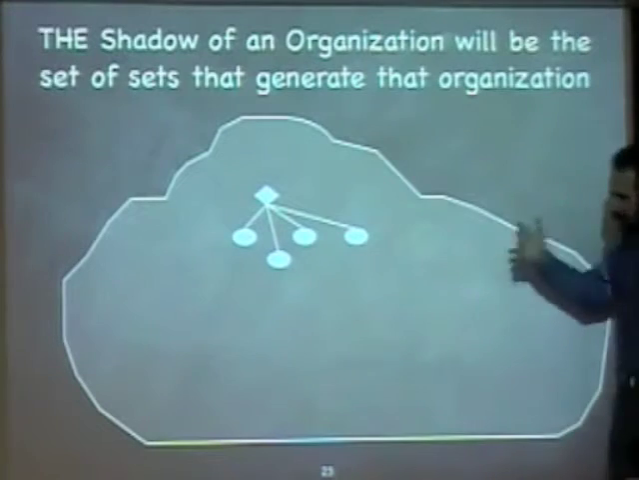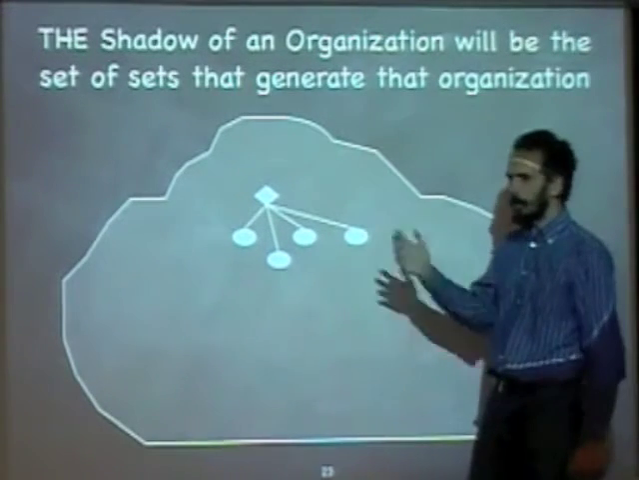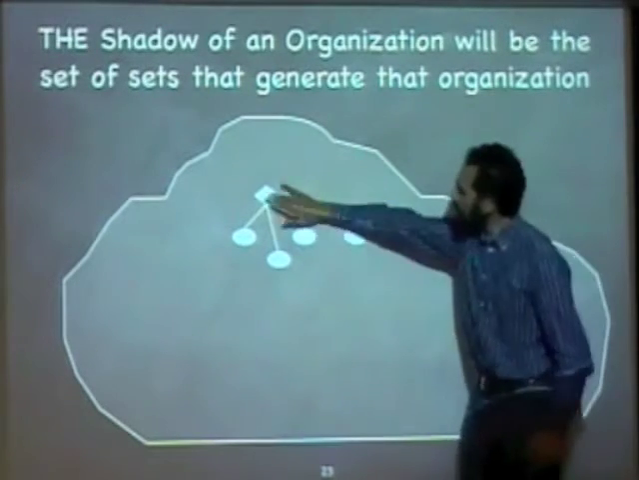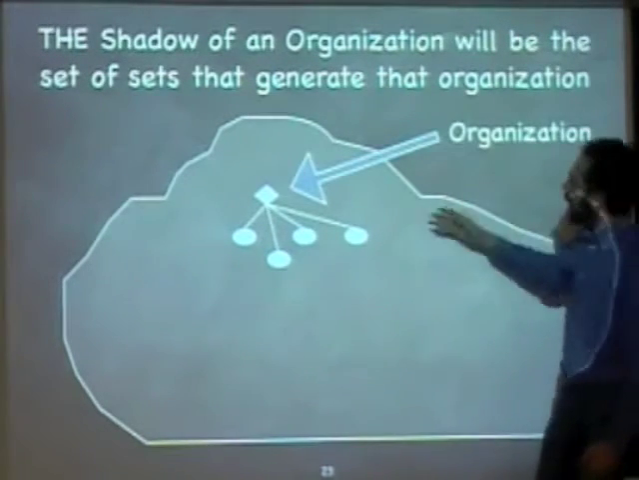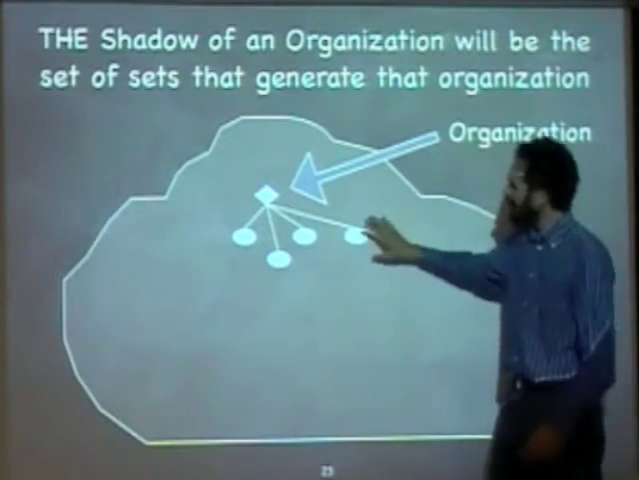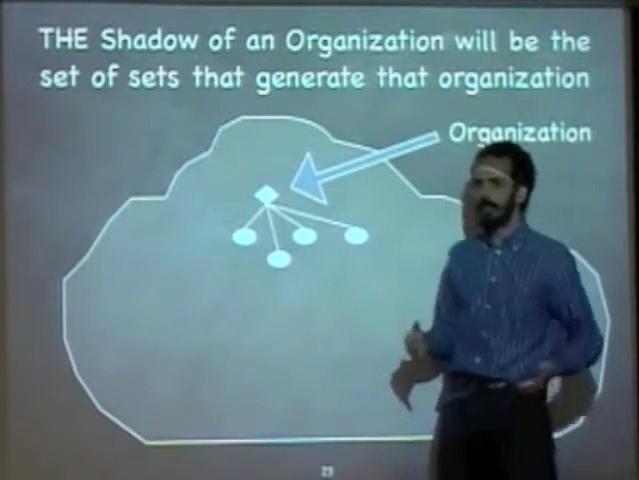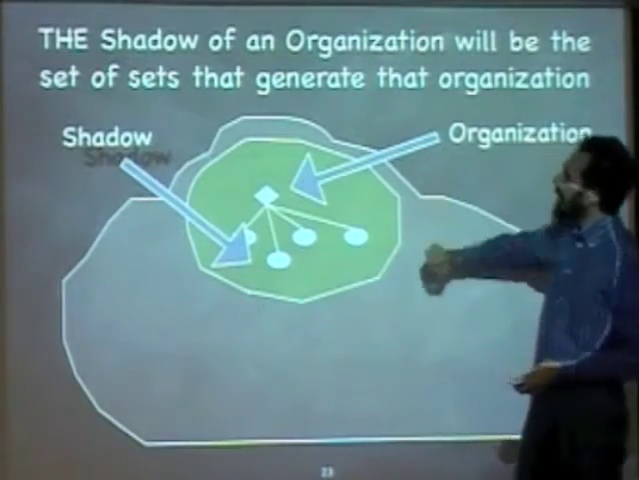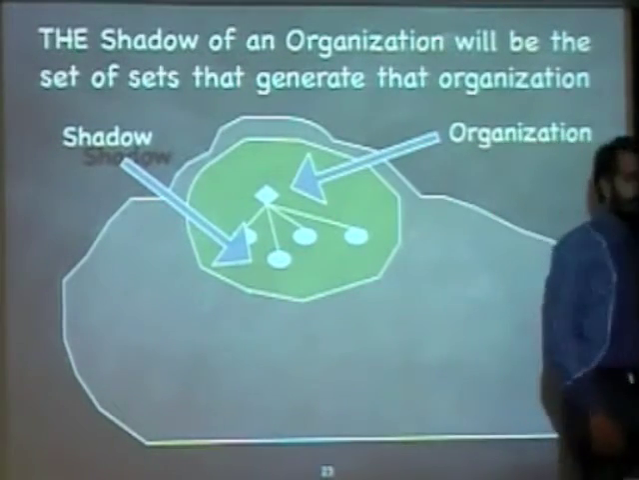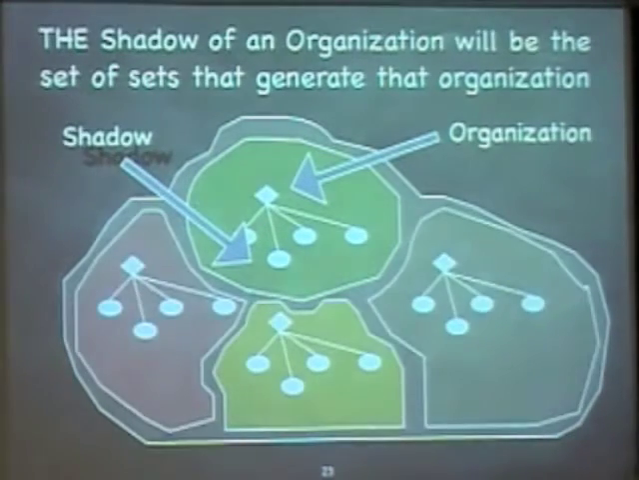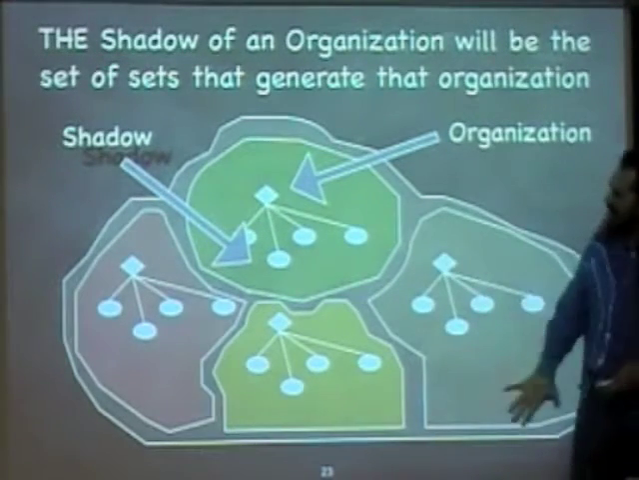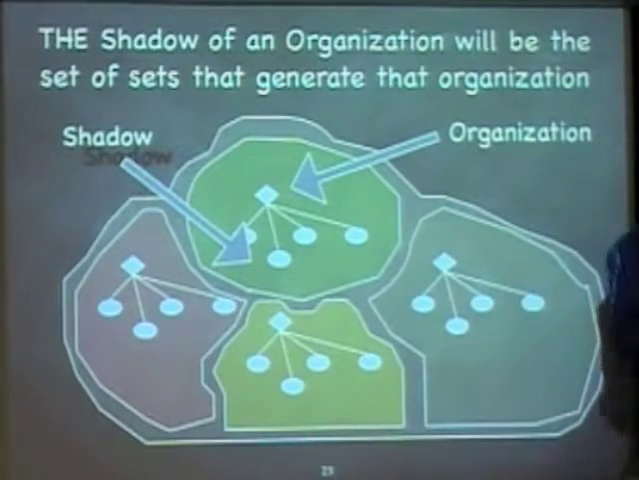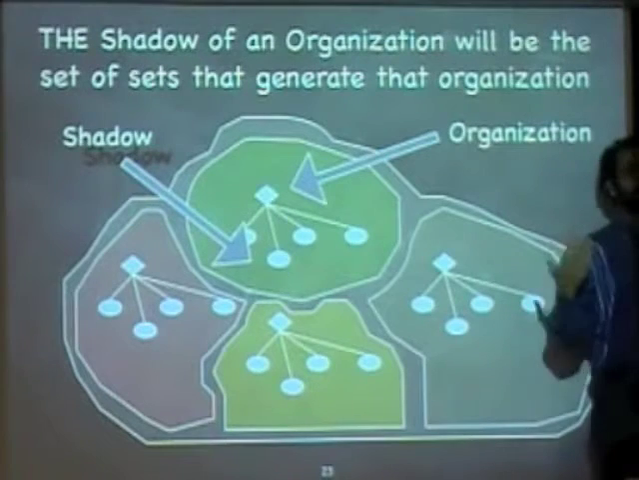Now we use this to define a new concept, which is the shadow of an organization. So suppose you have an organization over here, and then you have a lot of sets that point to this organization, that generate this organization. Then this whole area we'll call the shadow of this organization. And this organization will have its shadow, and this organization will have its shadow. So the shadow of an organization is sort of the equivalent of the basin of attraction.